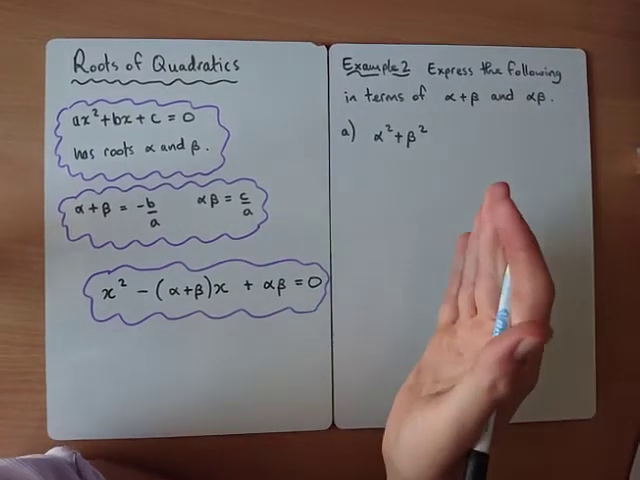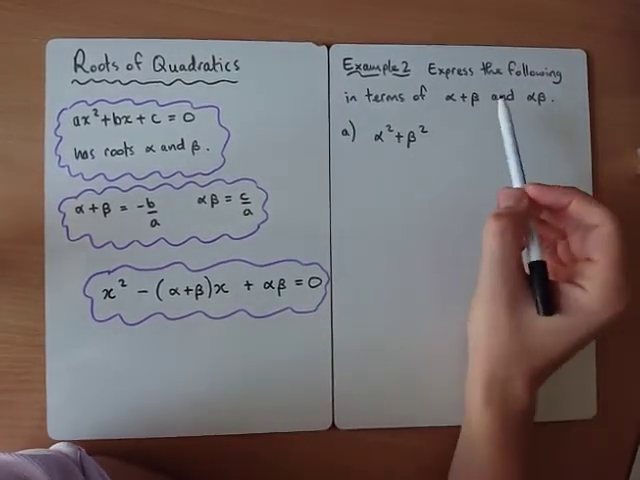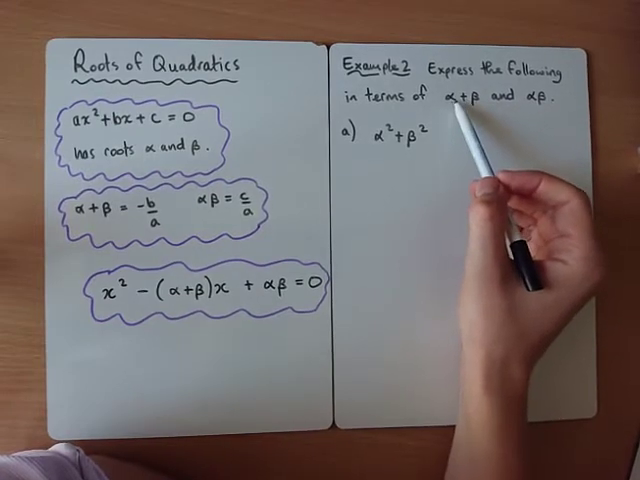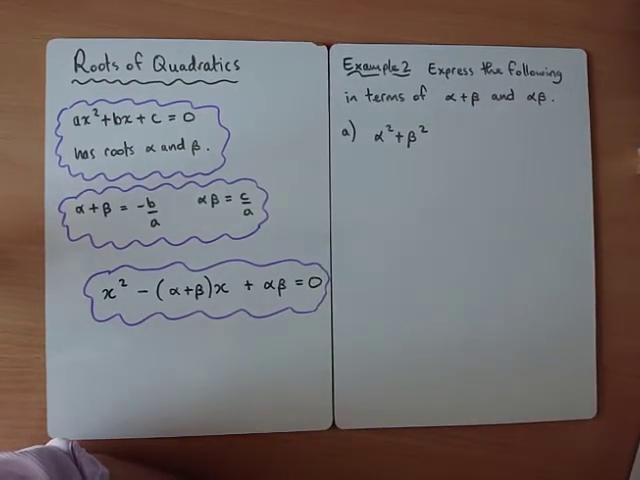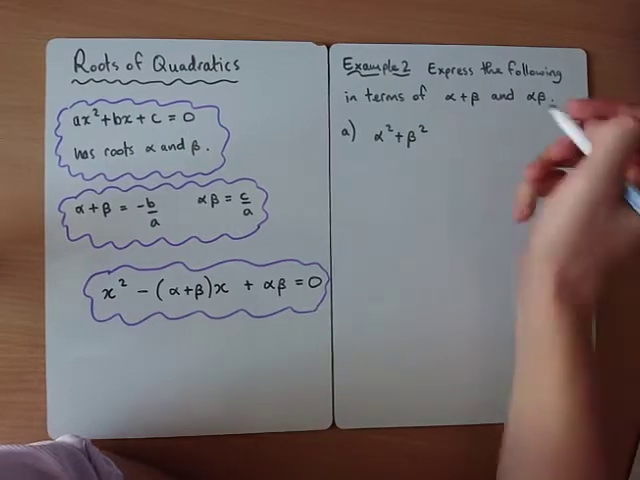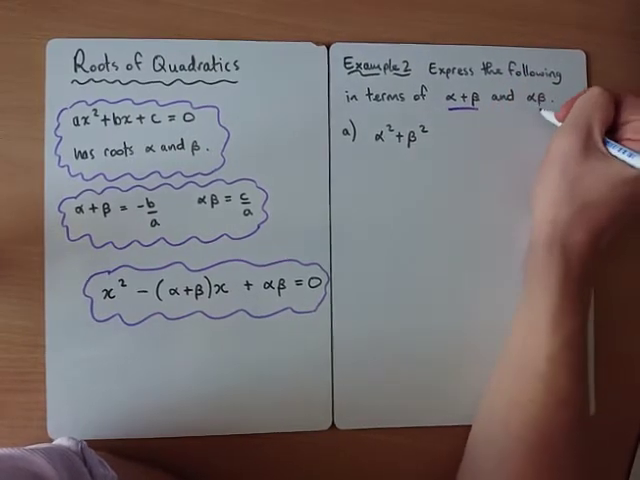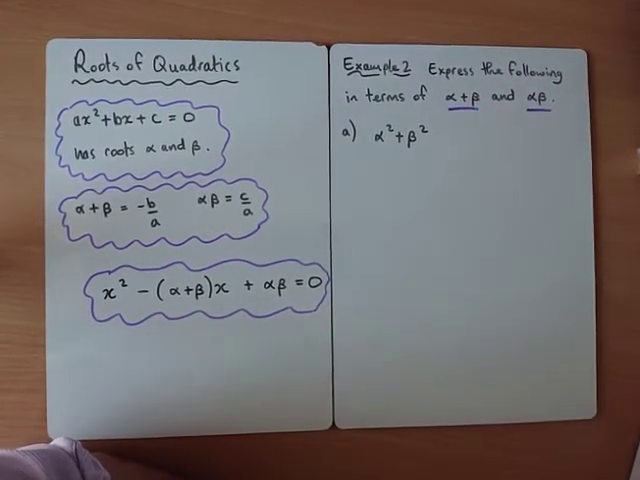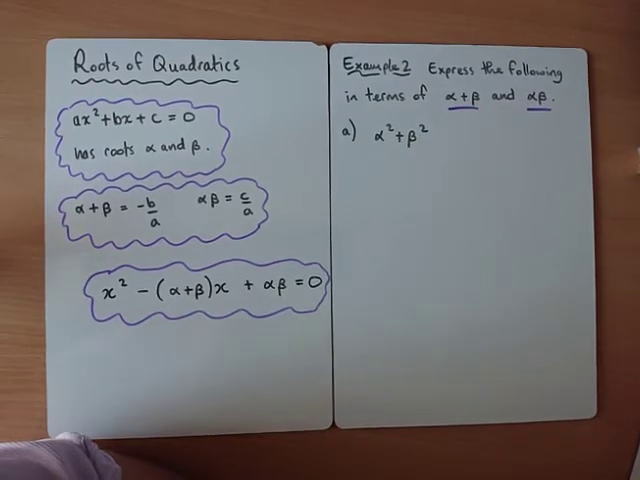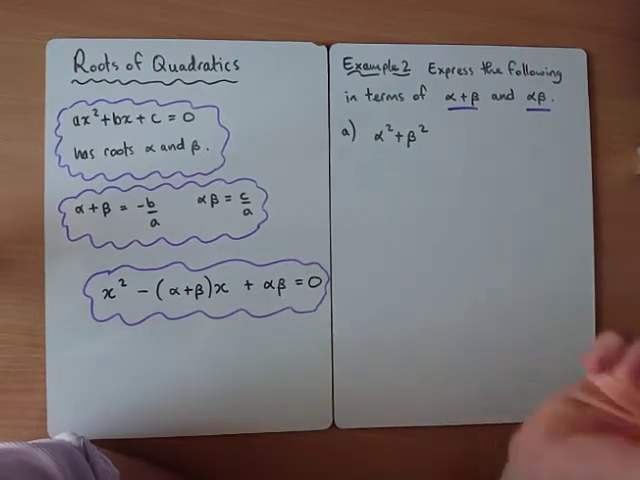So a really important skill on this topic is we have to manipulate things in terms of alpha plus beta and alpha beta, because we might be given in the exam, we might be told, well, I know what the sum of the roots is and I know what the product of the roots is, but it could ask you like some other algebraic expression, for example alpha squared plus beta squared.